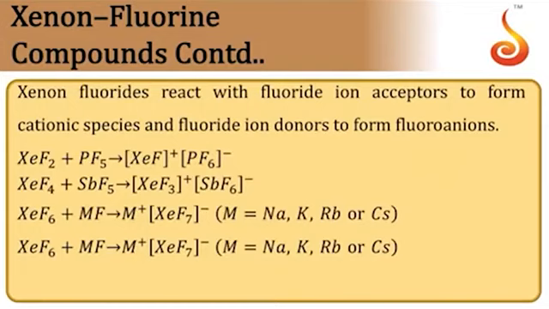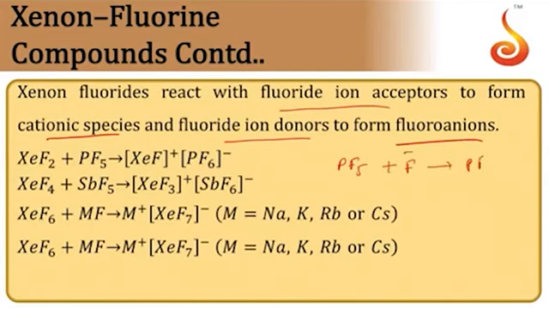Xenon fluorides react with fluoride ion acceptors to form cationic species and fluoride ion donors to form fluoroanions. Suppose when you take PF5, because of availability of vacant d orbitals in this, it can very easily accept fluoride ion and exists as PF6 minus. So this can be considered to be a fluoride ion acceptor. So when you take reaction between XeF2 and PF5, PF5 accepts fluoride ion here, it takes F minus here. Thereby XeF plus is being formed. It is now the cationic species.